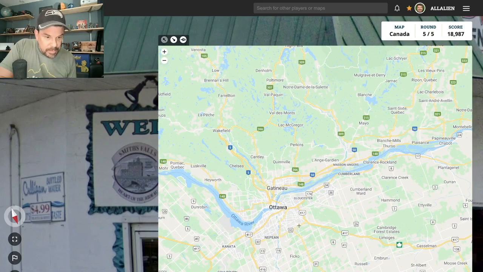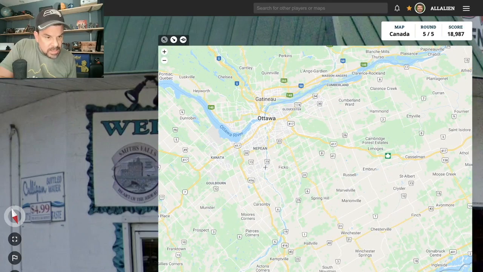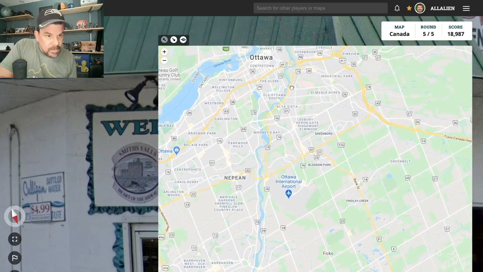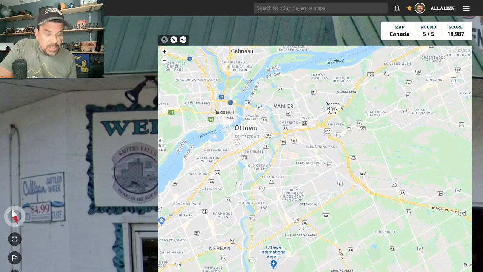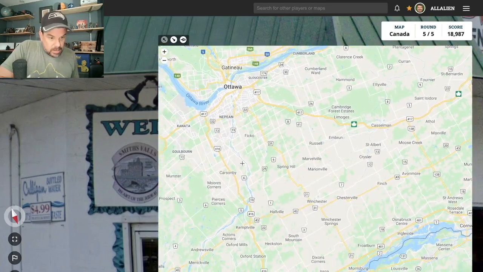Or sorry. Yes, this is the Rideau River that flows into the Ottawa River that flows into the St. Lawrence. Ottawa's famous for the Rideau Canal, which every winter freezes over and becomes the world's largest outdoor skating rink. But we're in Smiths Falls.